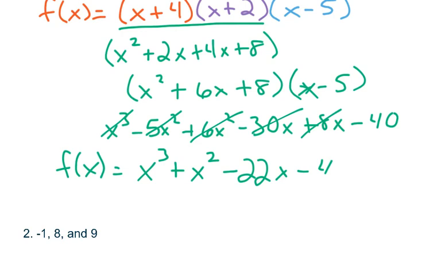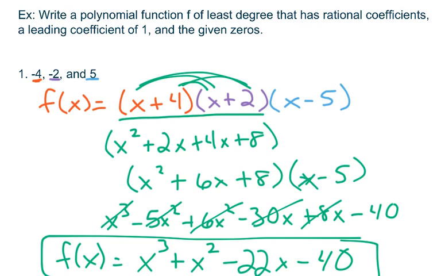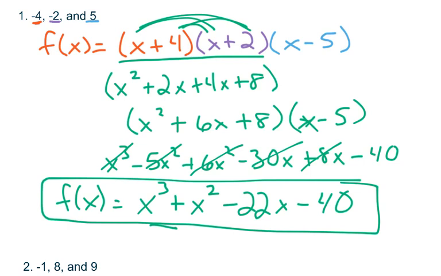So there is your answer, your function f that is least degree, meaning no smaller or no bigger than it has to be. Rational coefficients, those are no square roots of weird numbers, no imaginaries, nothing like that. Leading coefficient of 1, which we've got, and the given zeros. If you were to factor this, x cubed plus x squared minus 22x minus 40, what you would find is that your solutions are negative 4, negative 2, and 5.